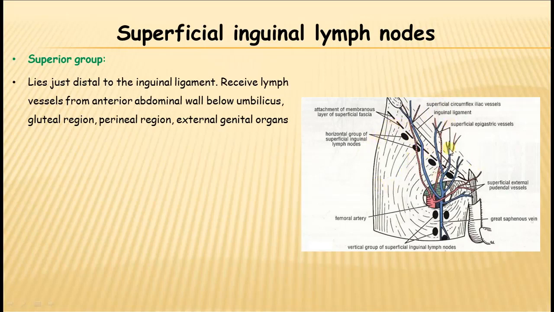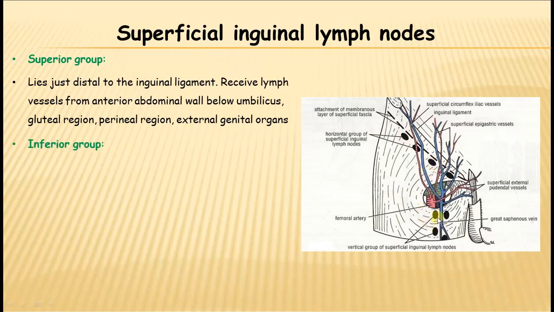The medial set again drains mainly the medial part of the thigh, the anterolateral abdominal wall, medial part below the level of the umbilicus. Then it also drains the external genitalia, that is the penis and the scrotum in case of males, vulva and vagina in case of females. Then the perineum and the lower part of the anal canal below the pectinate line. So these are the areas of drainage of the upper group or the superior group of the inguinal lymph nodes, that is the superficial inguinal lymph nodes.